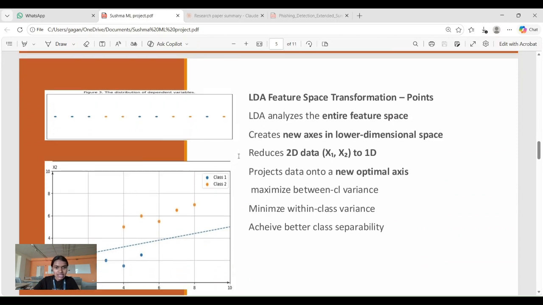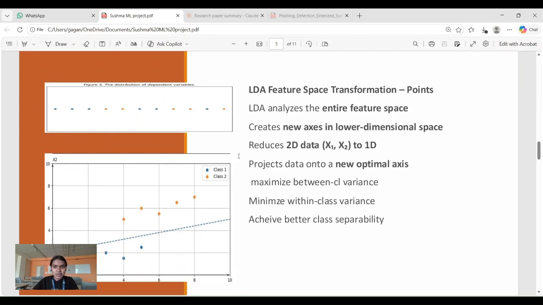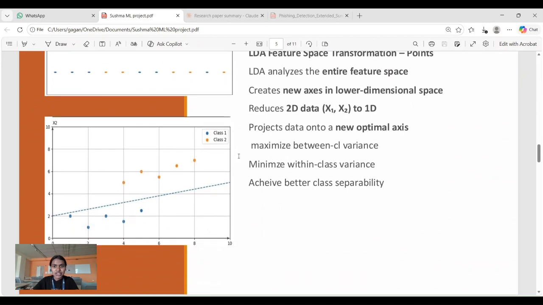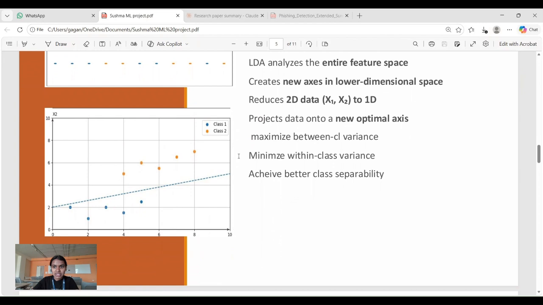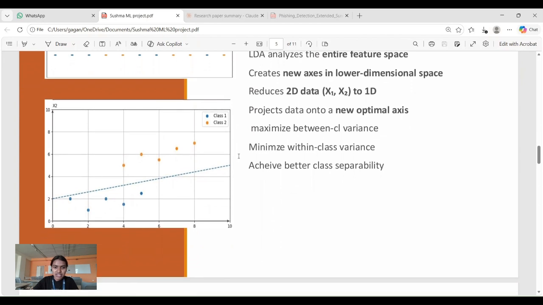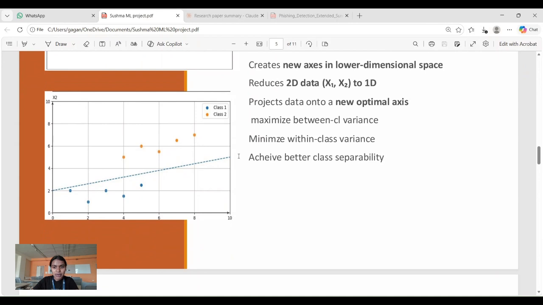So, LDA performs a feature space transformation of points. LDA analyzes the entire feature space, creates a new axis in a lower dimensional space, and reduces the two-dimensional data x1, x2. It projects the data onto the new optimal axis. It maximizes the between-class variance, minimizes the within-class variance, and achieves better class separability.